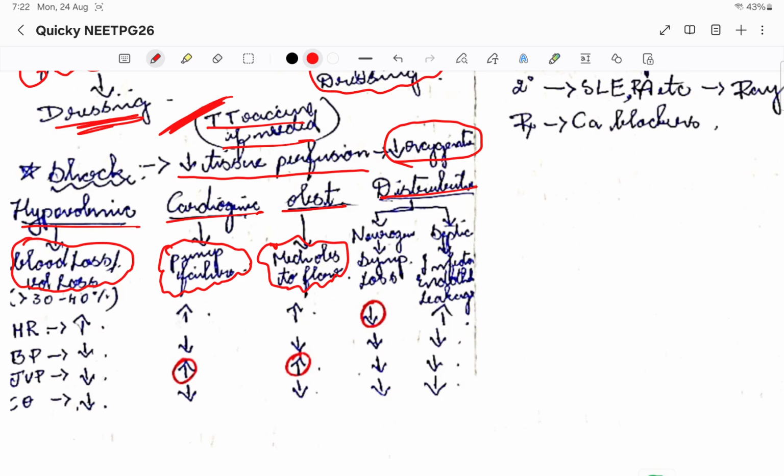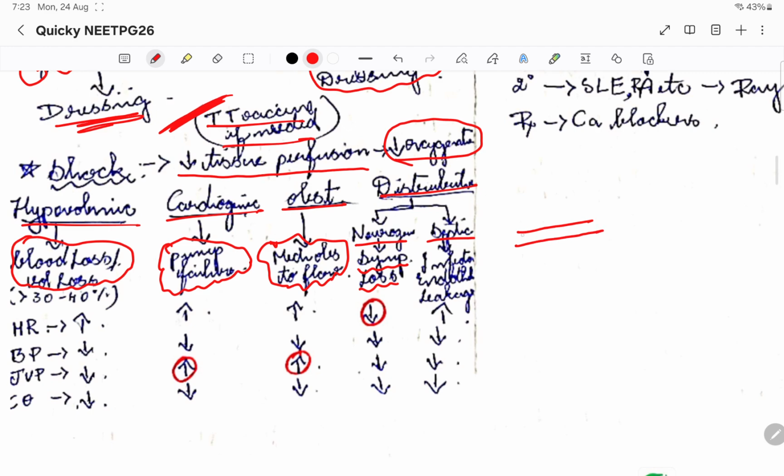Then coming to distributive shock, there are two types, that is neurogenic and septic shock. Okay, neurogenic shock is sympathetic loss. Sympathetic we had discussed in general pharmacology, right? Sympathetic was supposed to vasoconstrict. If the vasoconstriction is not there, the blood flow will not be proper, because the vessel is dilated and there is not enough pressure for the blood to reach the tissue. So if the sympathetic system is lost, it is going to be neurogenic distributive shock.